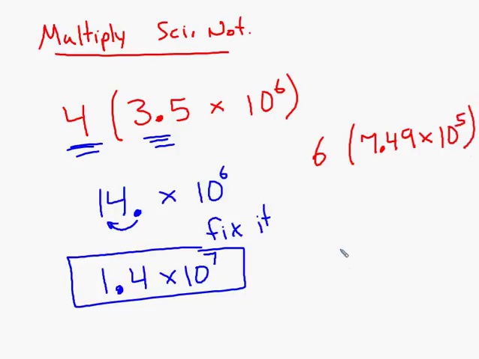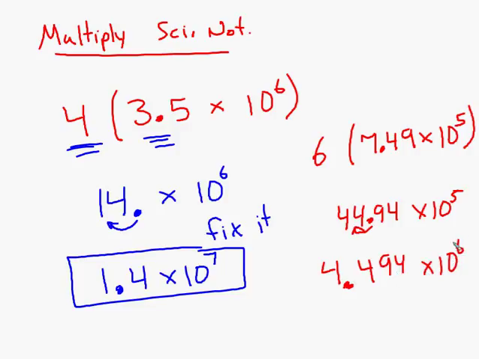Okay, how about that one? What should we do? Multiply. When I multiply 6 times 7.49, what do I get? 44.94. And that's still times 10 to the 5th. Do I need to fix it? Yes. I need to move it one more spot. So it's 4.494 times 10 to the what? 6. All right, any questions on any of that?